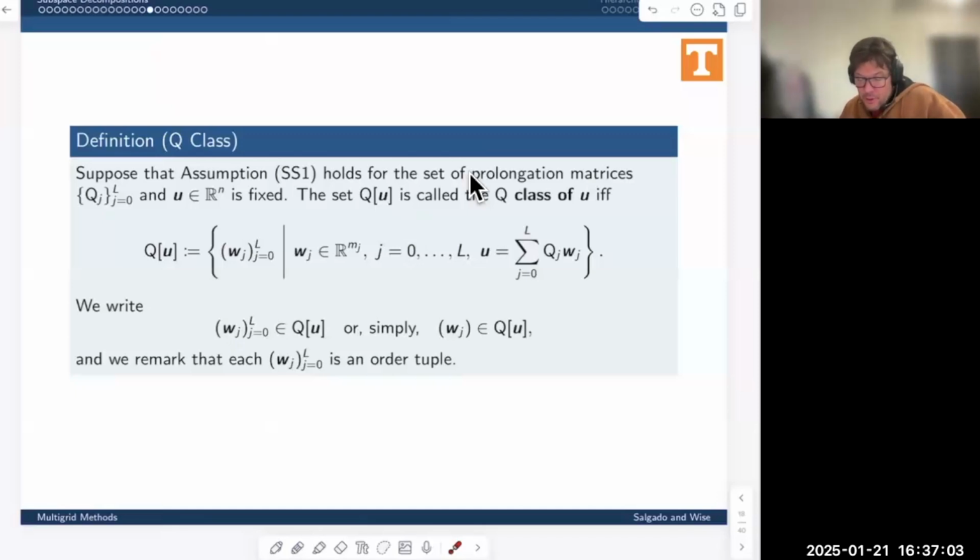Remember, for some collections of prolongation matrices, this process may not be unique, and therefore I could get a lot of members in this class. If it is unique, then there's only one element in the class. And these classes are not spaces. You can't add elements together to get another element in the space. They're just sets.